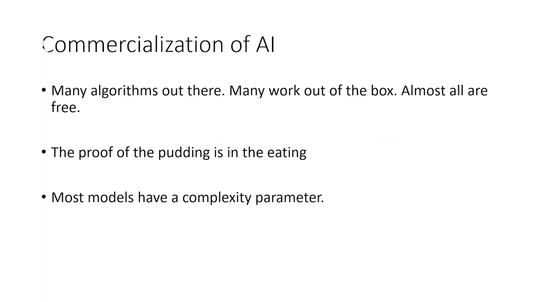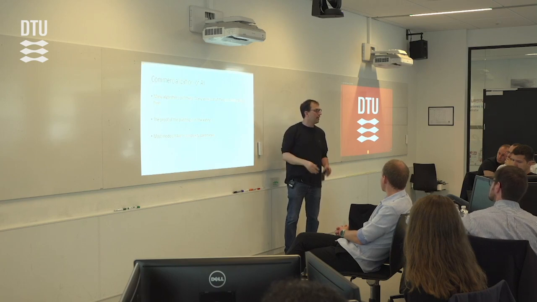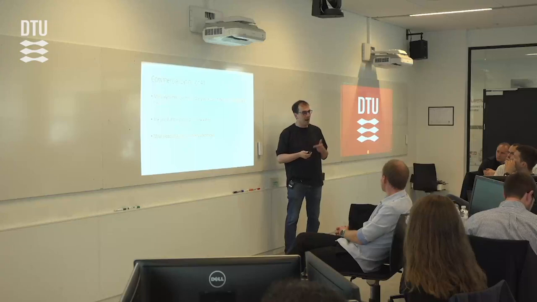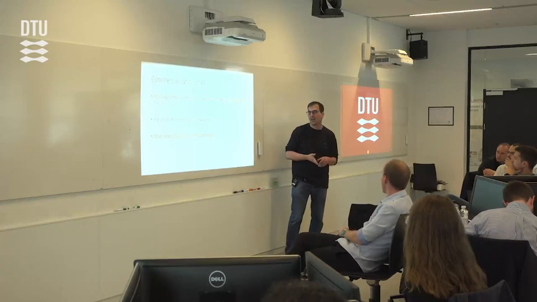Okay, I'll briefly want to mention the commercialization of AI. In this day and age, it doesn't make sense to write your own algorithm. You can do it if you want to be fancy. You can do it if you want to have fun, but with the exception of leisure activities, you should get almost all algorithms for free out there. They work, they're trained. You can get them in MATLAB, you can get them in Python, you can get them in R, you can get them in many ways, more than you can imagine.